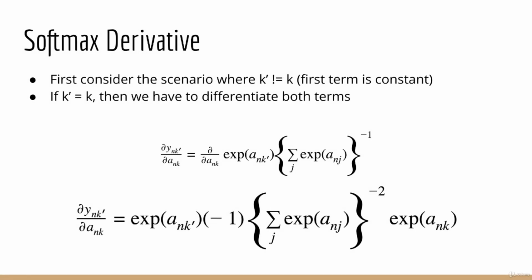Alright, so before we do anything, we have to first decide whether or not k prime is equal to k. Because if it is, then we have to differentiate the first term. If it's not, then the first term is constant with respect to k. For the purpose of this lecture, we'll first assume that k prime is not equal to k, so the first term is constant. So after differentiating, we get this. Remember that the derivative of the exponential is just itself. If you want to do this by hand on paper, you are most certainly encouraged to do so.